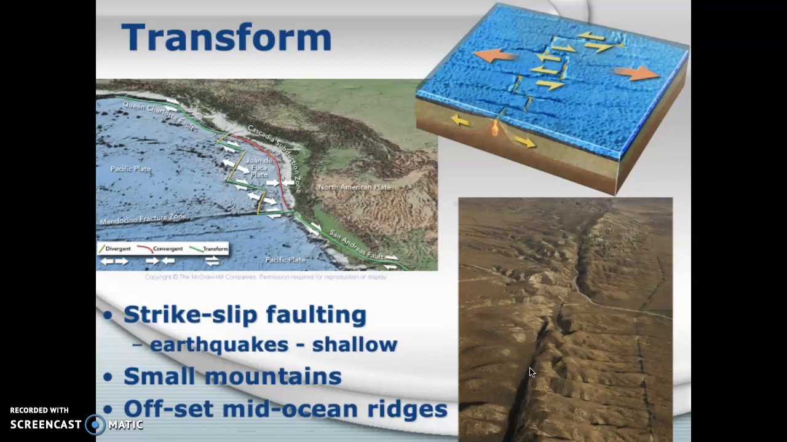Now, because the rocks don't slide smoothly past each other, you get crumpling on either side, so we do get some small mountains associated with this. So you'll notice on either side of this fracture in the picture in the lower right, there are some small hills, or some people might call them small mountains. But that is what we see along a strike-slip boundary, really primarily strike-slip faulting, taking care of that transform motion.